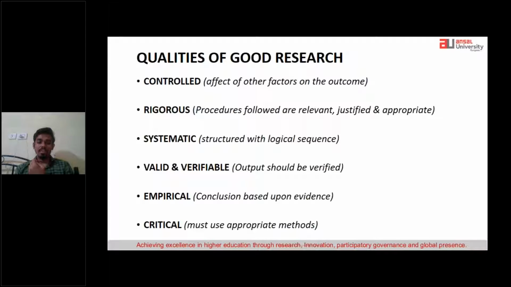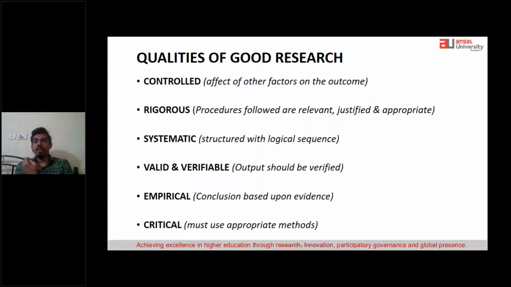So control, in the sense, it should examine the effect of one factor on the outcome. I will discuss these things in detail in my subsequent slides, but it should be very much controlled. Let's say if you are looking into one aspect, you should also understand what the related aspects to that particular concept or theory are, and those should not have any effect on the other thing.